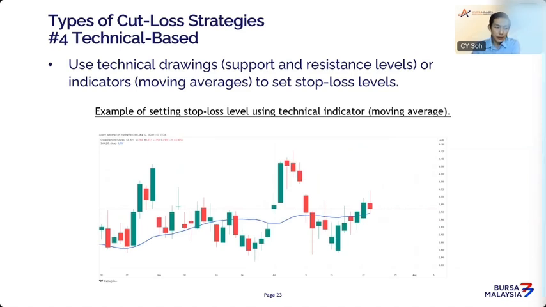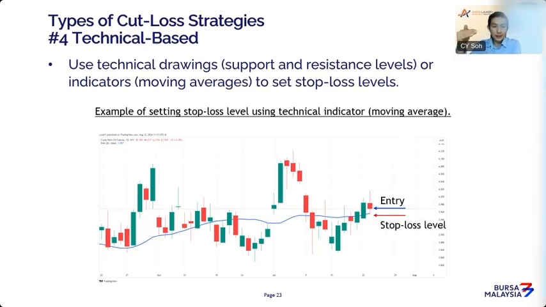Now, another example of technical-based cut loss is using technical indicators. So now we practice using moving average. This is a typical chart, and you can see the blue line is your moving average line. Let's say on this particular day, the red candle, you enter a long position trade. You buy a futures contract. How you set your cut loss level is that you follow your technical indicator. Here you will just follow your moving average, so your moving average line would be your stop loss level.